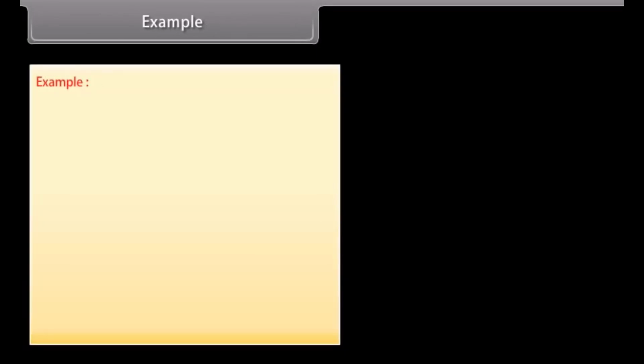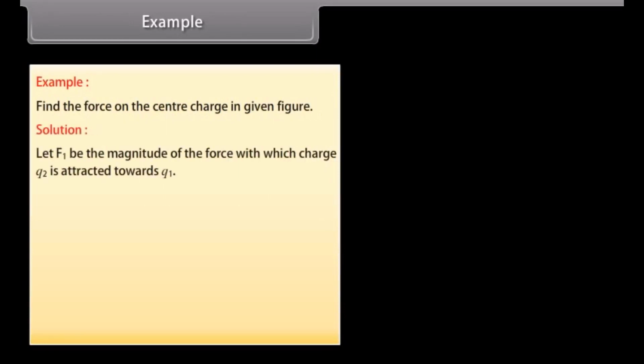Example. Let's take an example on Coulomb's law. Find the force on the center charge in the given figure. Let's see the solution. Let F1 be the magnitude of the force with which charge Q2 is attracted towards Q1.